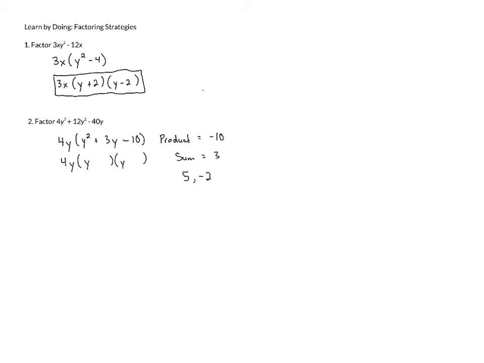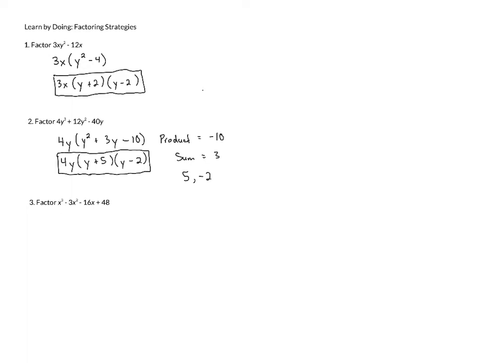Thus, we have y plus 5 times y minus 2, and our final factorization is 4y times y plus 5 times y minus 2, because none of these factors can be broken down any further. Let's do a couple more examples.